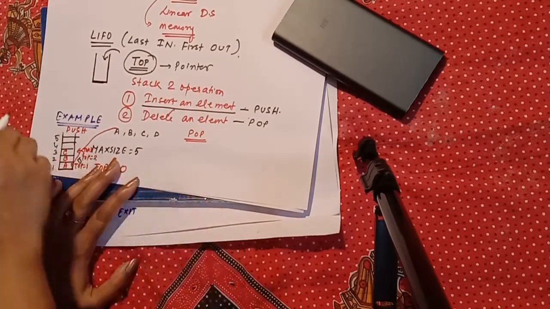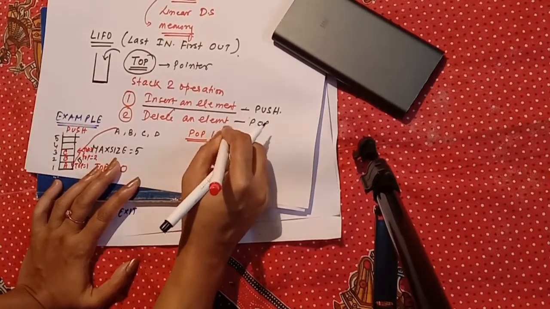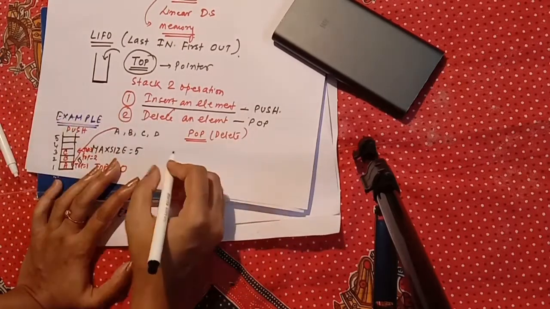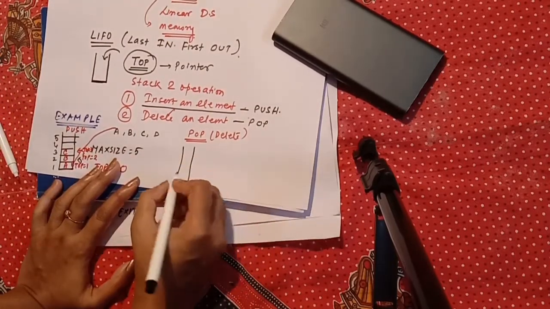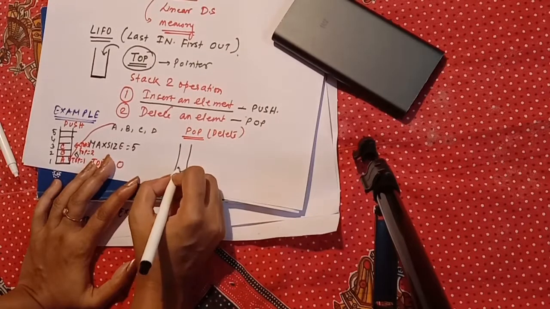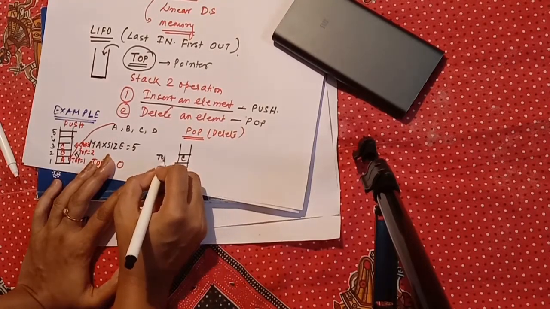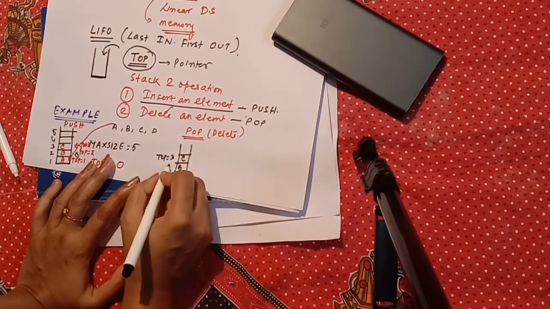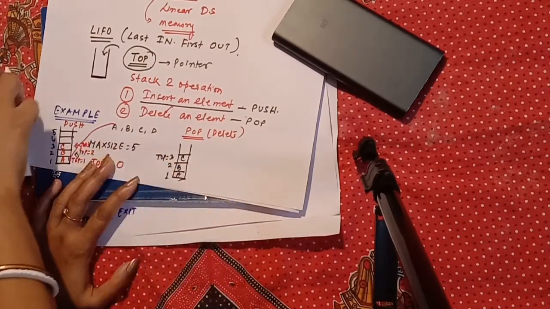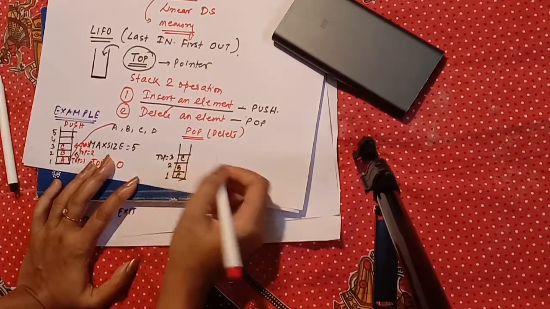Pop means to delete, that is, we have to delete an element. This is our stack, the last stack we have drawn. We know this is A, B and C. Now here is our top, and the value of top is 3. So the first thing we have to do is to remove an element.